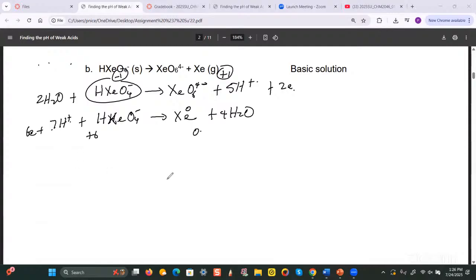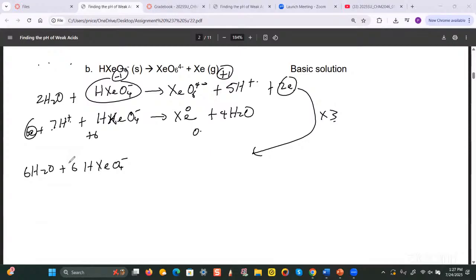All right, next step. Now that we have balanced everything for each half equation, what's the next step? We would multiply the top equation by 3. And why do you want to do that? So that we can cancel out the electrons. You want the number of electrons lost equal to the number of electrons gained. So when we multiply the top equation by 3, you're going to end up with 6 H2O plus 6 HXeO4 minus.